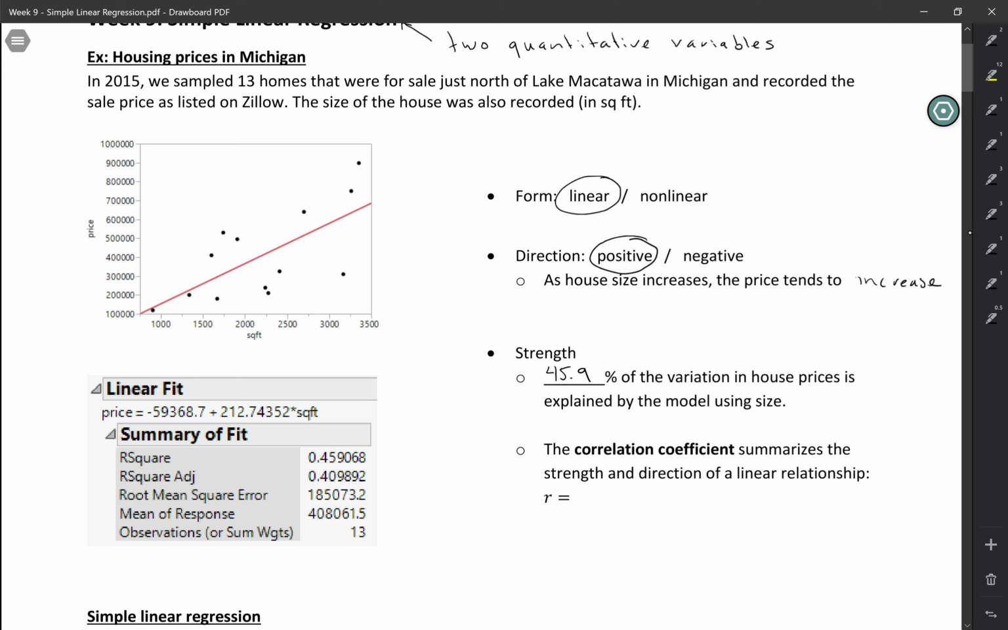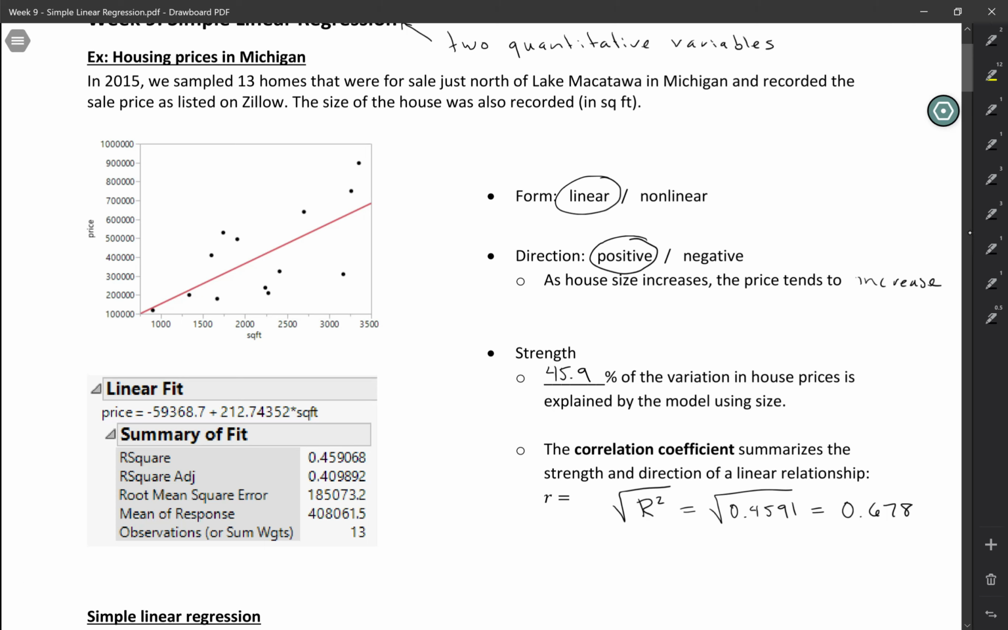This has the same interpretation no matter whether our explanatory variables are categorical or quantitative. We can also use the correlation coefficient to summarize the strength of the relationship. The correlation coefficient is represented with a lowercase r, and it is just the square root of R squared. So in this case, we would take the square root of the decimal version, 0.459, and that ends up giving us a correlation of 0.678.